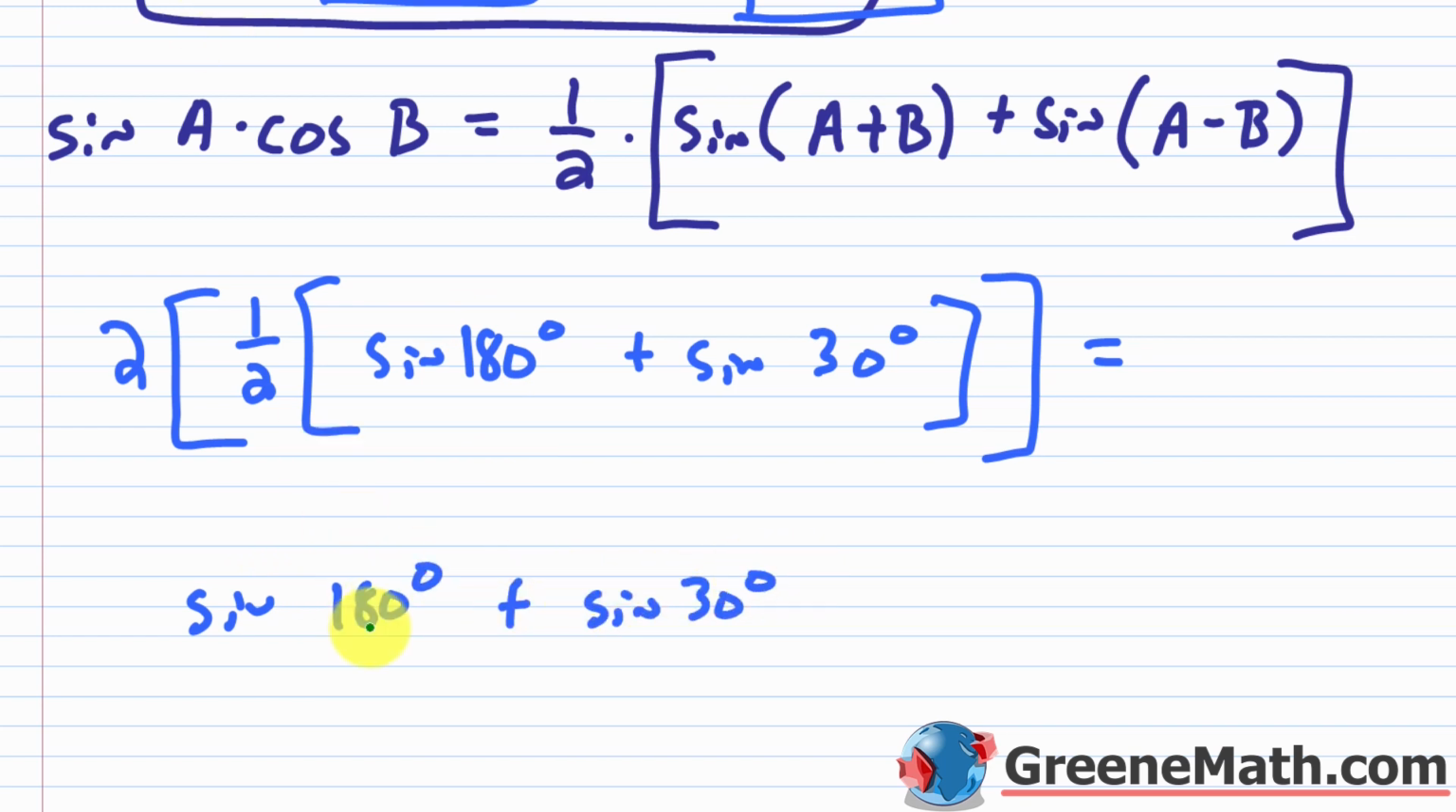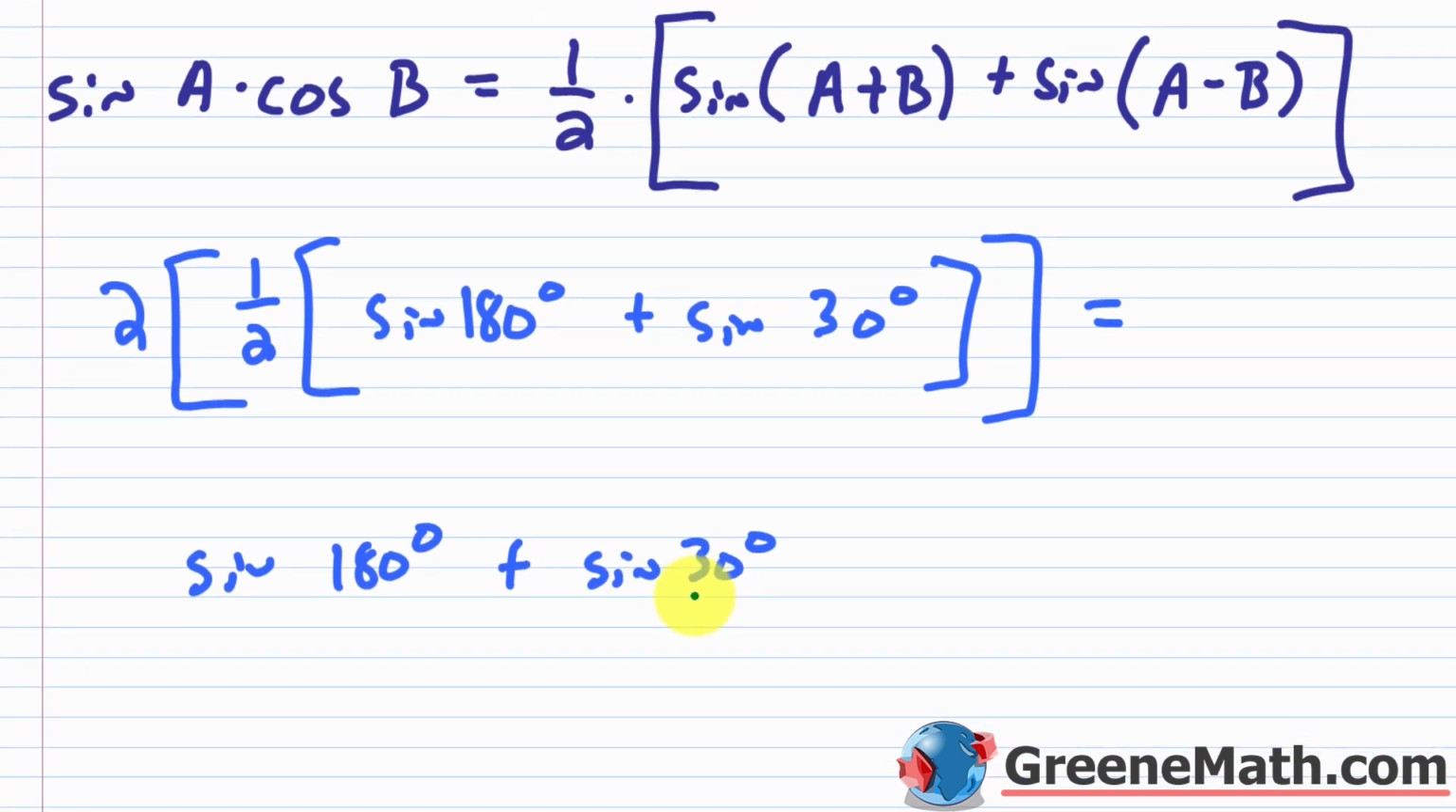At this point, you should be very familiar with your unit circle. The sine of 30 degrees you should know is 1/2, and the sine of 180 degrees you should know is 0. So this turns into 0 plus 1/2, which gives me 1/2. So just a little formula where you start off with something that looks kind of hard to work with, you plug some things into the formula, and you get an exact value of 1/2.